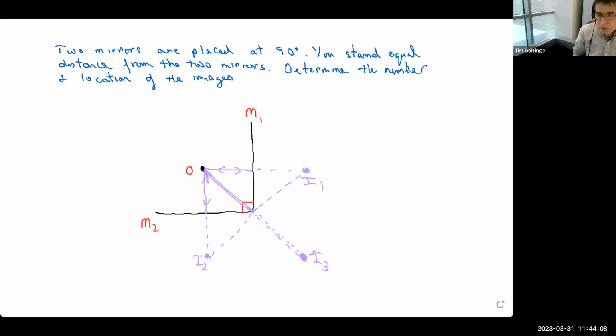Anyway, that's an example of images formed by reflection. It's an example of the image being the same distance behind the mirror that the object was in front of the mirror. It's an example of the law of reflection, that the incident angle is equal to the reflected angle. And it's an example of the fact that with multiple mirrors, you can get multiple reflections and see multiple copies of an object in your mirrors.